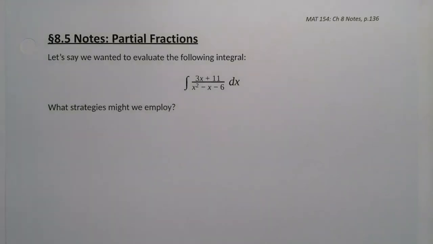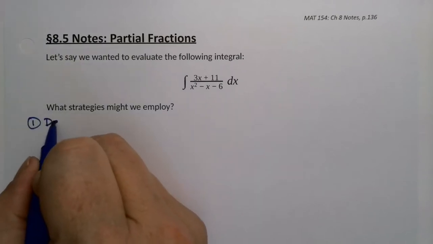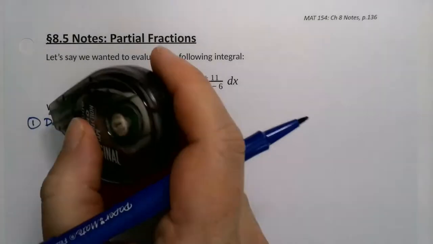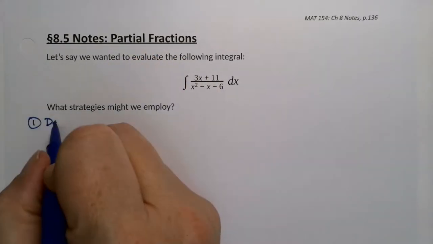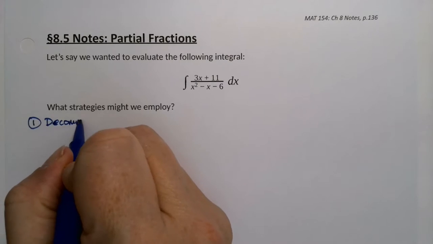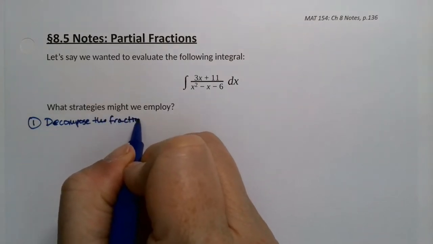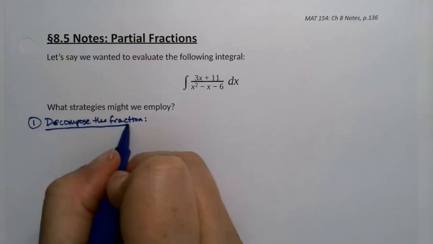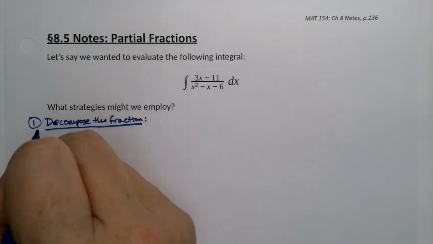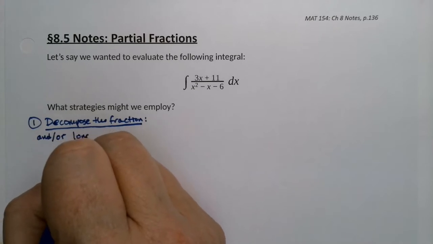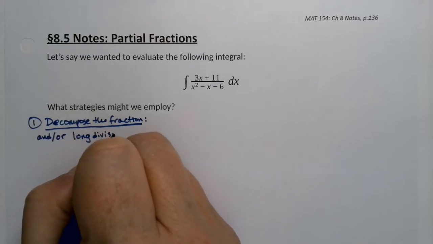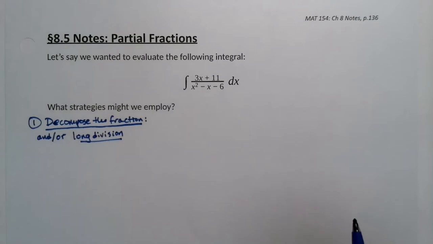Well, okay, there's always decomposing the fraction. We could split it up. You could also use long division. This one will not use long division because the degree of the numerator is less than the degree of the denominator, but long division is an option. And we will actually do some long division in this section because it does come back, sorry to say.